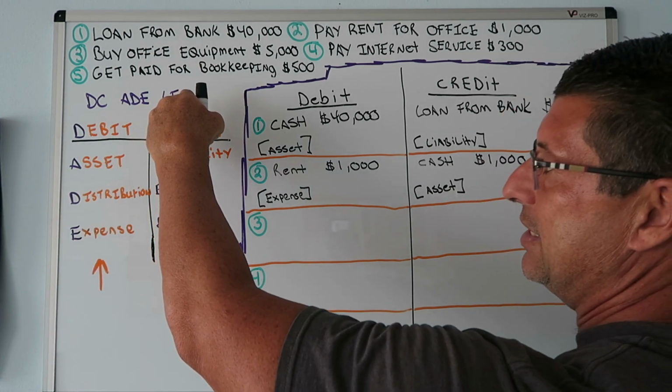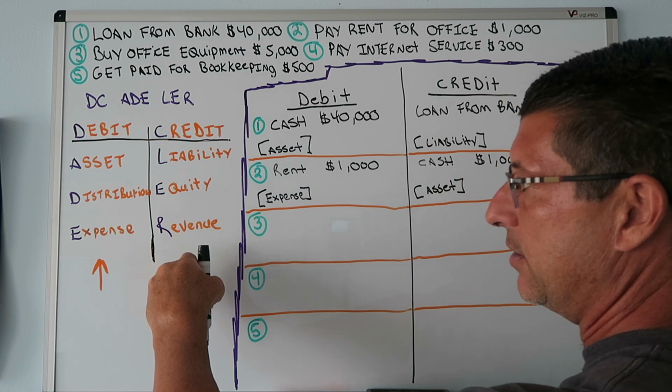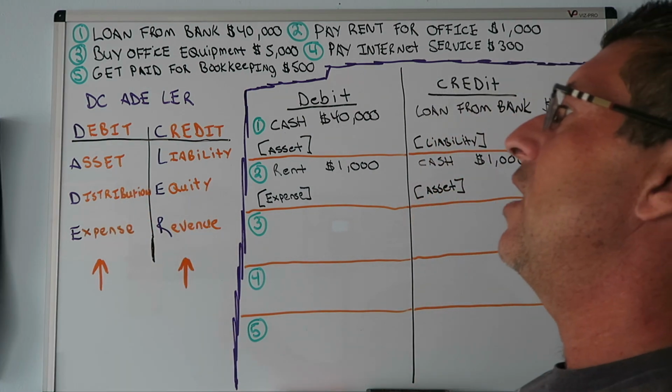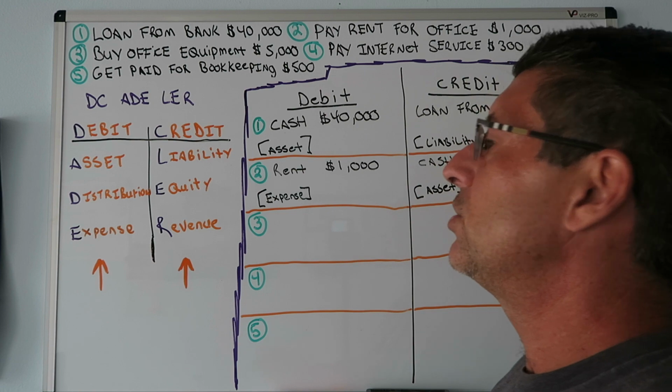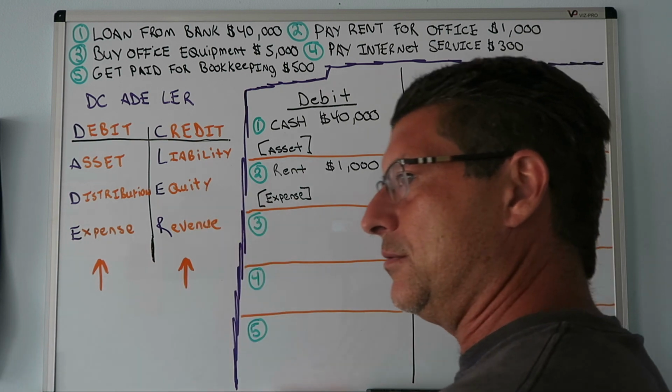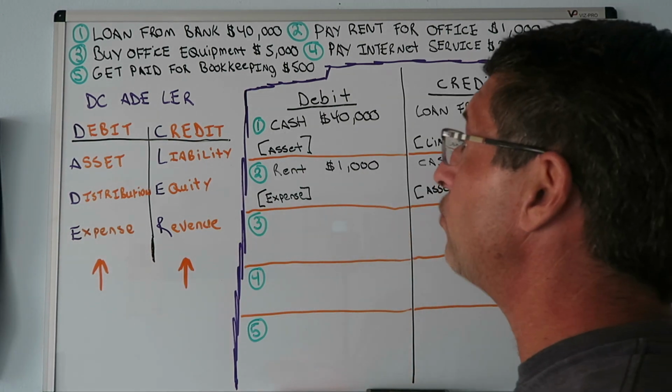If it is decreasing, we credit it. This is like a mirror, right? So we have buying office equipment for $5,000. So we have $5,000 leaving. So that would be a credit.